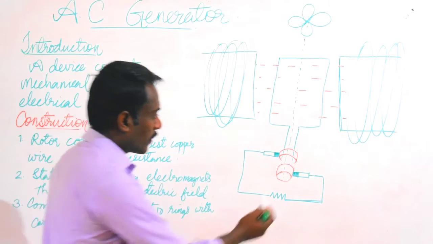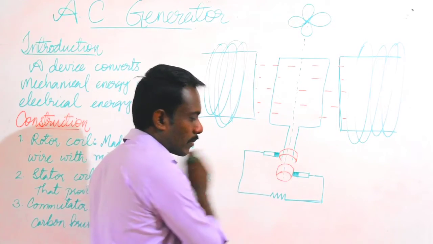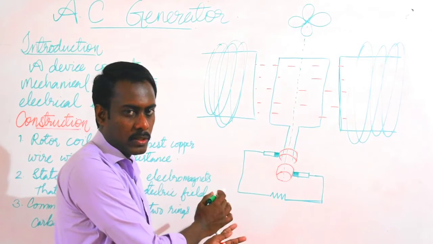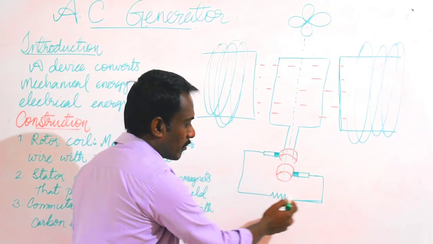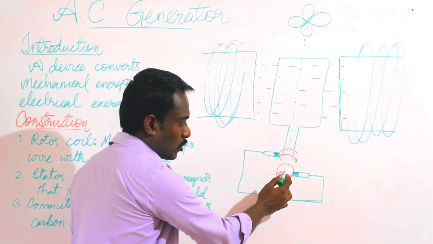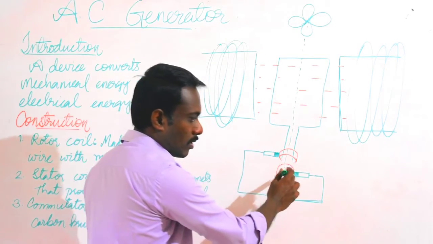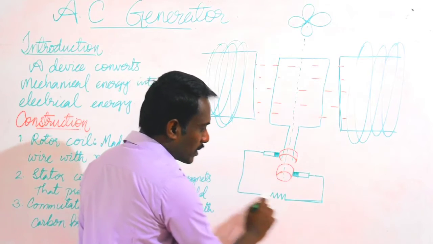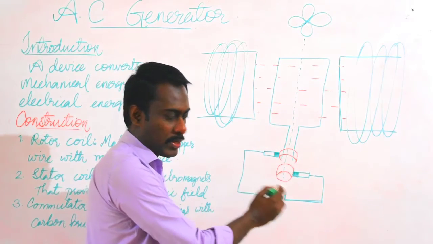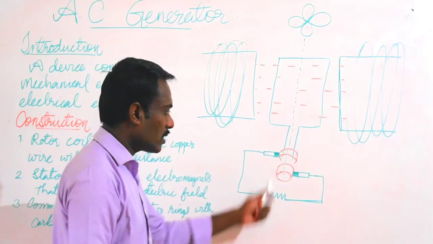So from the ring, the electrons are sent to the carbon brushes. That means it commutates the electric current or electrons. And here also, from the brushes, the brush commutates the electrons to the ring when the electric current flows in this direction. When the electric current flows in the opposite direction, from the ring to the carbon brushes, the electrons commutate. And again from the brush to the ring, it commutates. So this is how it works.